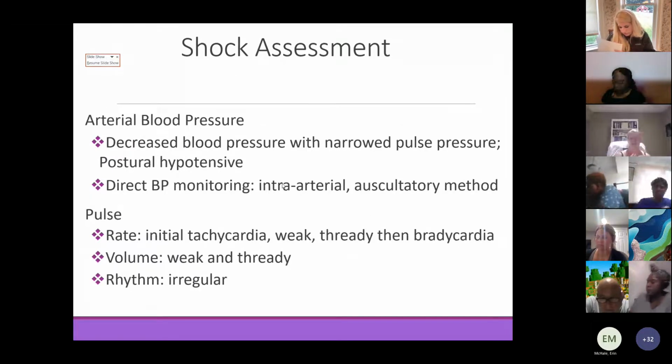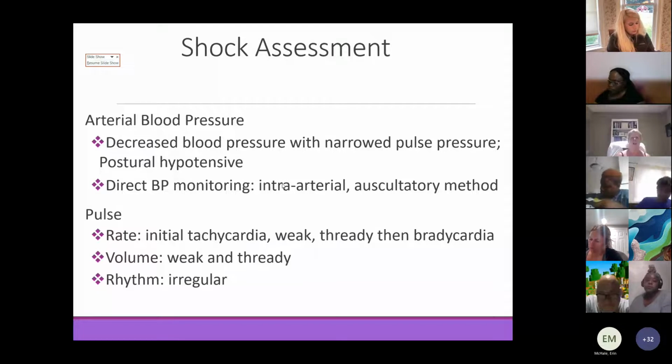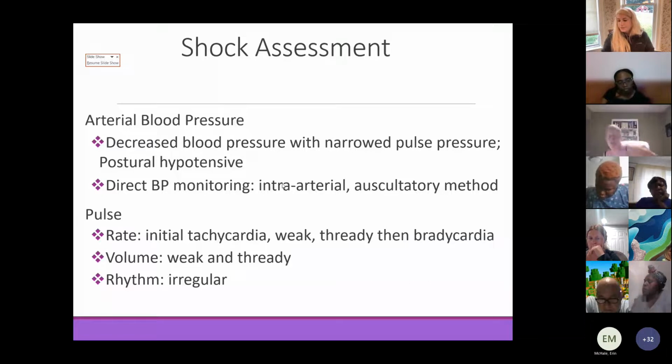When we look at their blood pressure, we know that they are going to have decreased blood pressure with a very narrowed pulse pressure. They're definitely going to be posturally hypotensive, so they're going to have that orthostatic hypotension when they sit up. We are going to be monitoring their blood pressure more than every 4 hours. And if they're in shock, they're probably going to be in the ICU.